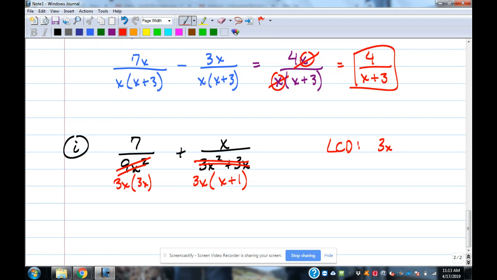What do they not have in common? The x plus 1 over here definitely is not on this one, right? But this one has how many 3x's? 2 of them. This one only has 1. It's got to have 2 to be the same, right? So I need another 3x and an x plus 1. So my least common denominator is going to be 9x squared times x plus 1.